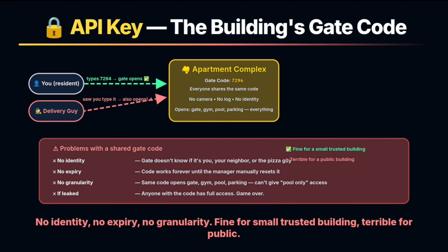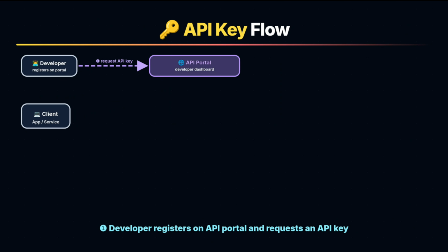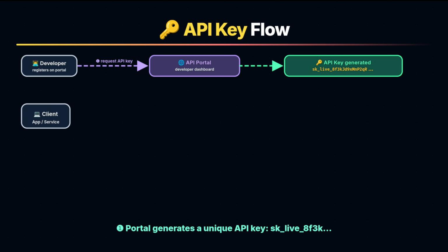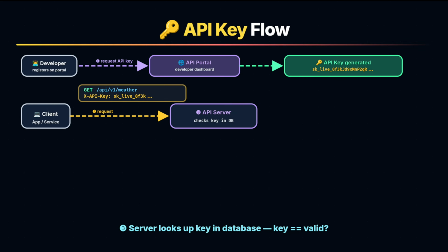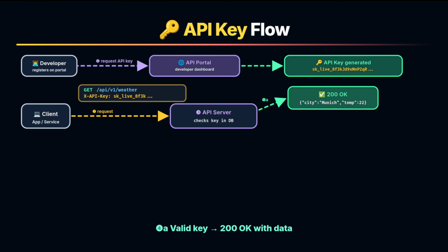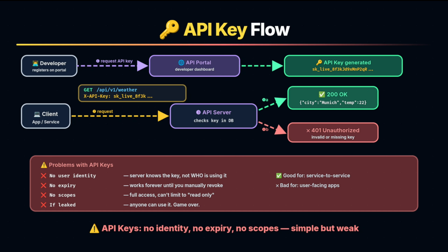How does it work technically? You, as a developer, go to the API provider's website and generate an API key. They give you a string. Now every time your app calls the API, you include that key in the request header. The server checks, do I recognize the key? If yes, it returns 200 OK with data. If no, it returns 401 Unauthorized. That's it. No login page, no user identity, no fancy handshake. Just send your code, you get your data.